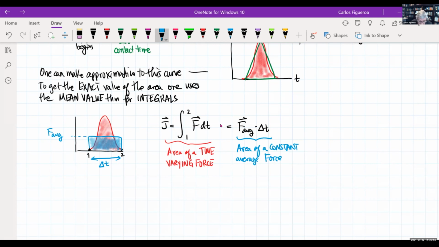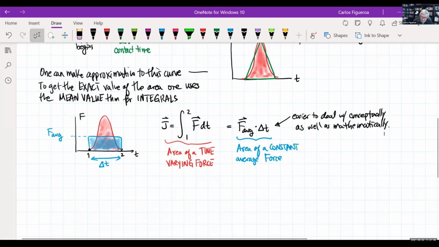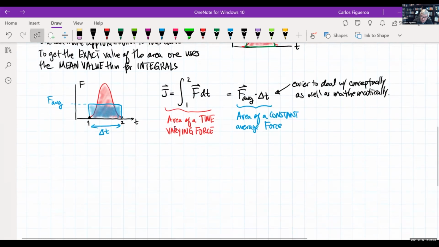So if you can do that, then what this tells us here is that we can then calculate it much more easily. But the important thing about this statement right here is that this is easier to deal with conceptually as well as mathematically. Okay, so that's really the big deal about that mean value theorem. And you'll see that a lot of the times I'm going to use that mean value theorem just to interpret what's going on.